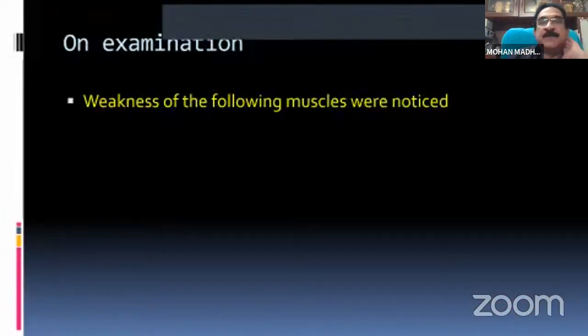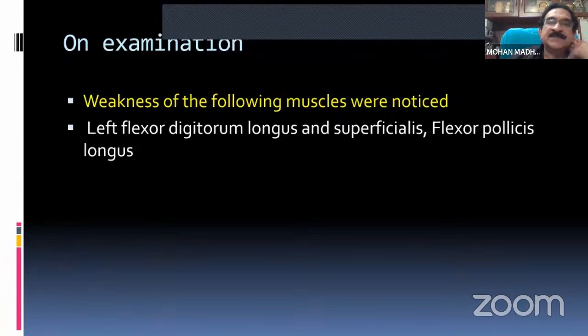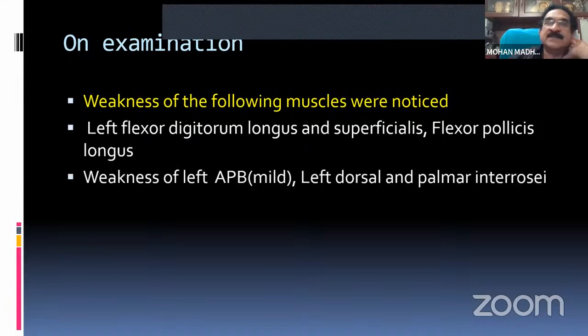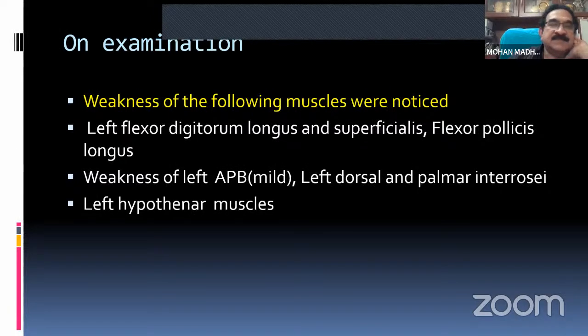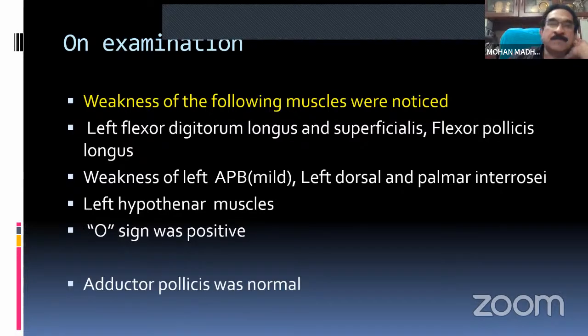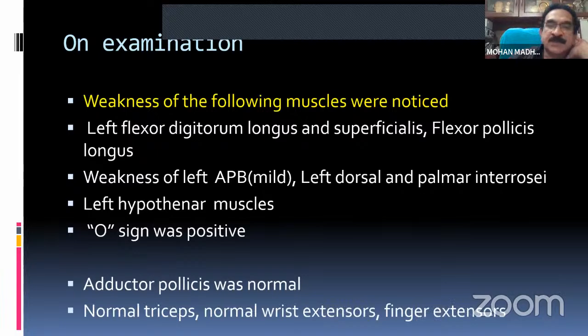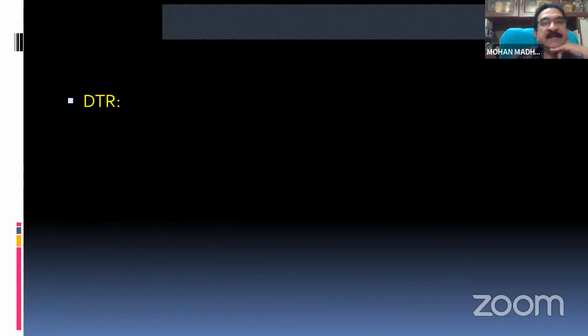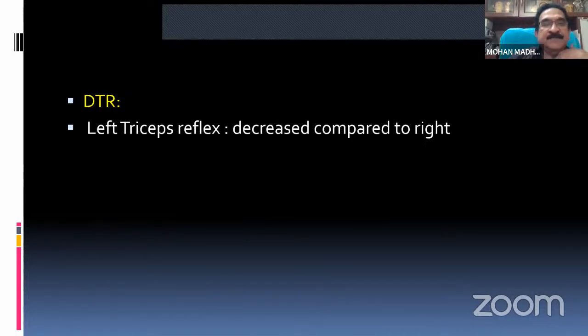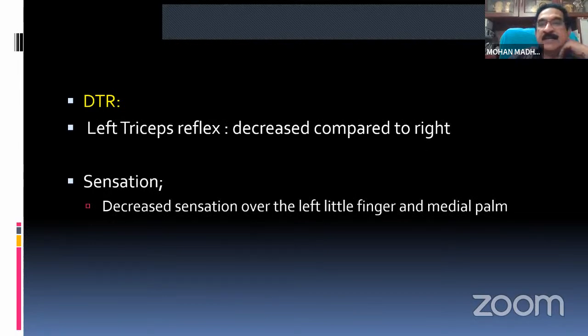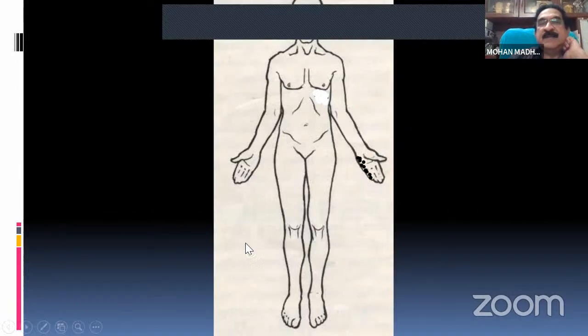On examination, weakness of the following muscles was noticed: left flexor digitorum longus and superficialis, flexor pollicis longus. Mild weakness of left APB, left dorsal palmar interossei, left hypothenar muscles. O sign was positive. Normal triceps, normal wrist extensions, normal finger extensions. DTR: left triceps reflex is decreased compared to the right. Decreased sensation for the left little finger and medial palm. This is the area of sensory loss.